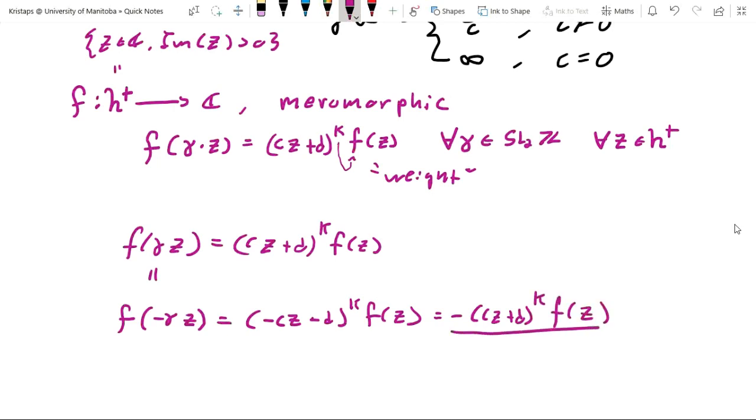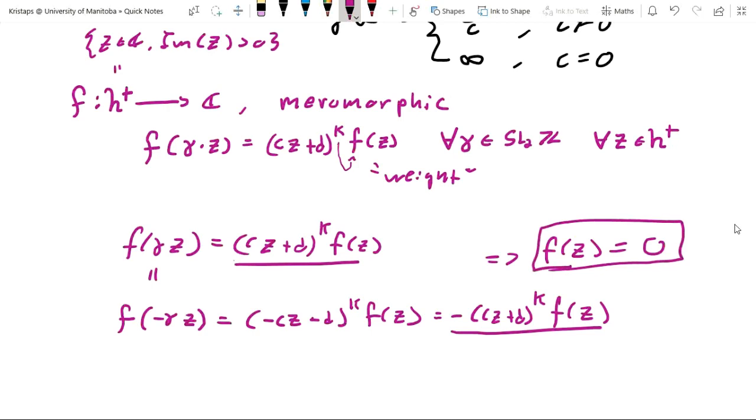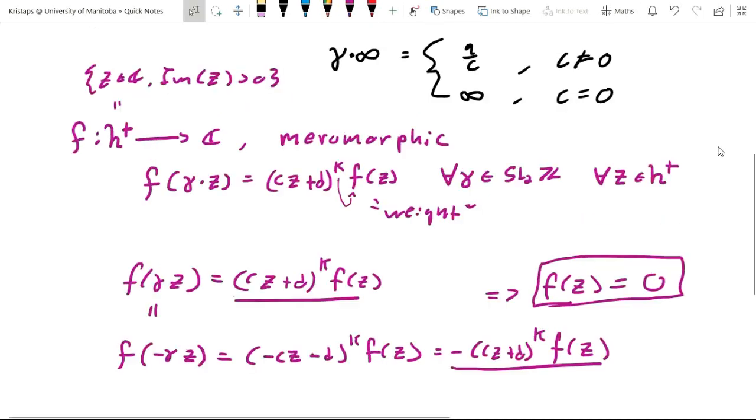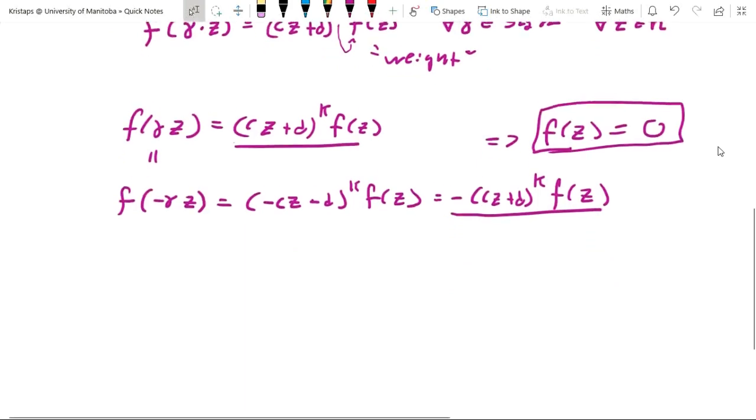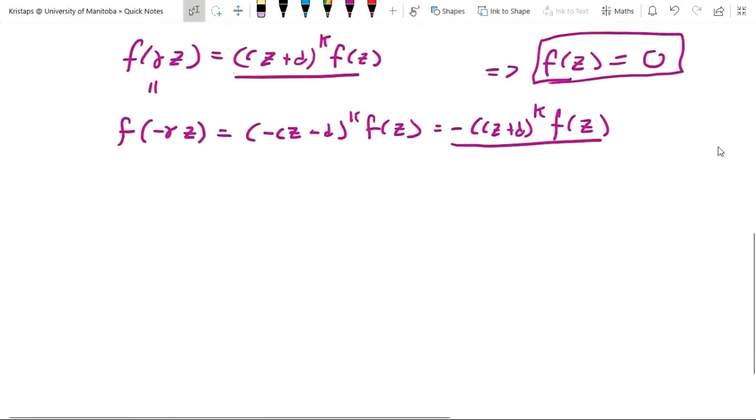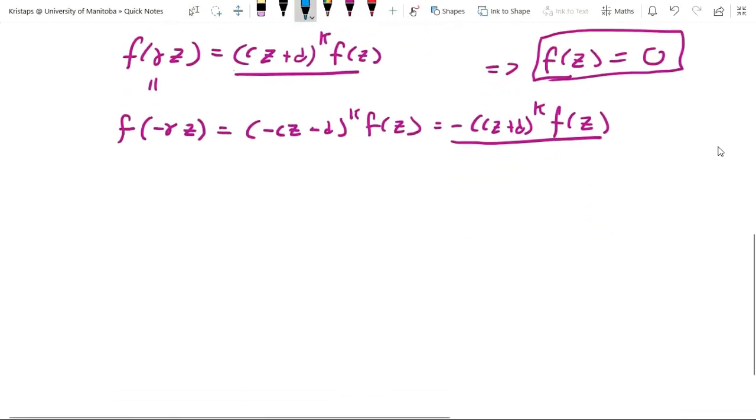But now we have an expression and its negative being equal to each other. And since these matrices are arbitrary, the only possibility is that the function itself has to be 0. So there's no interesting weakly modular functions of odd weight. Therefore, we'll primarily be sticking to weakly modular functions of even weight.